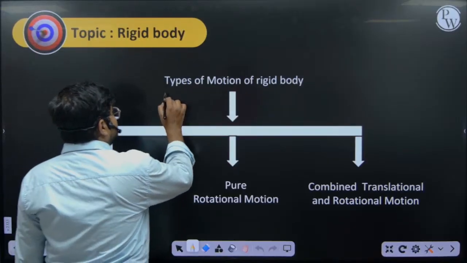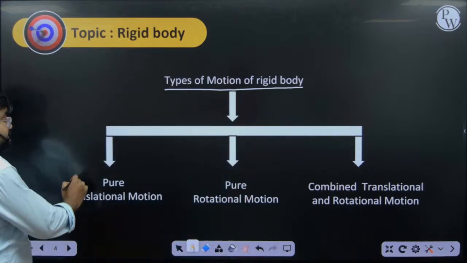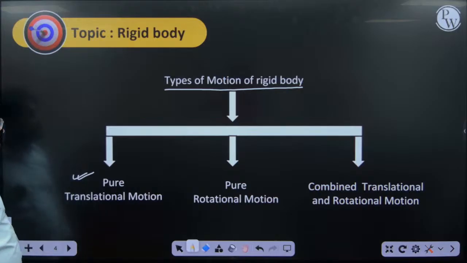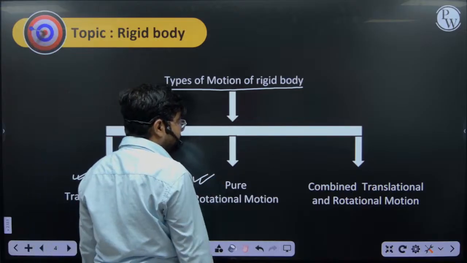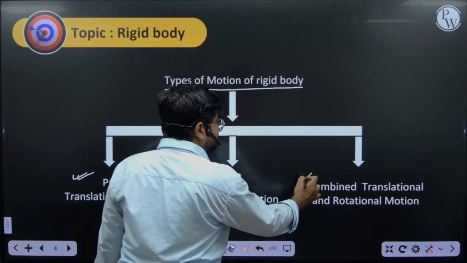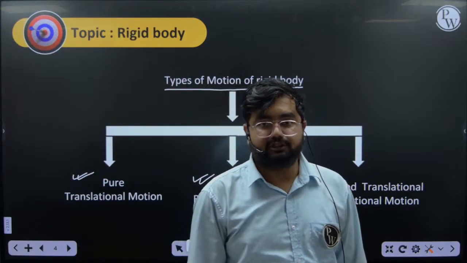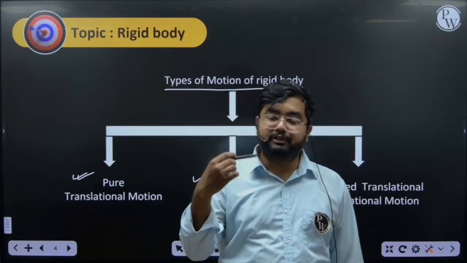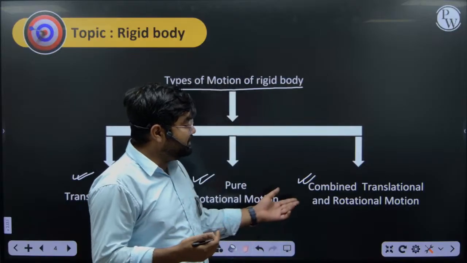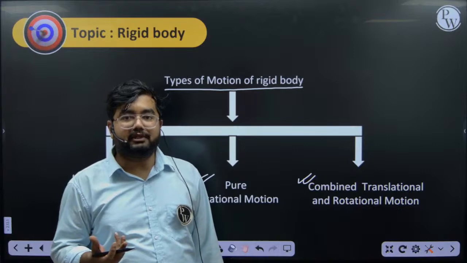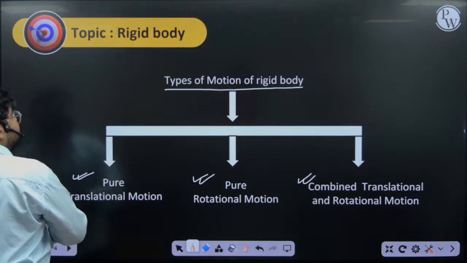Now, what are the types of motion that a rigid body can do? There are three types of motion. First is pure translational motion. Next is pure rotational motion, just like a circular motion. And the third one is combined translational as well as rotational motion, for example, the wheel of a car. Okay. Let us begin with this.